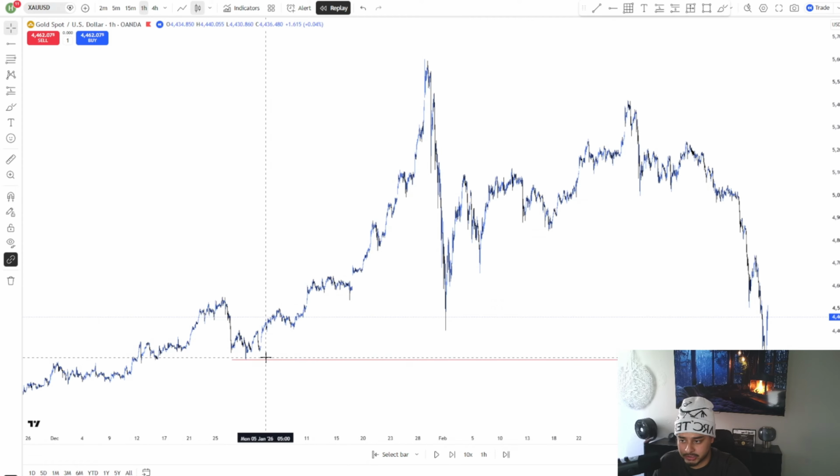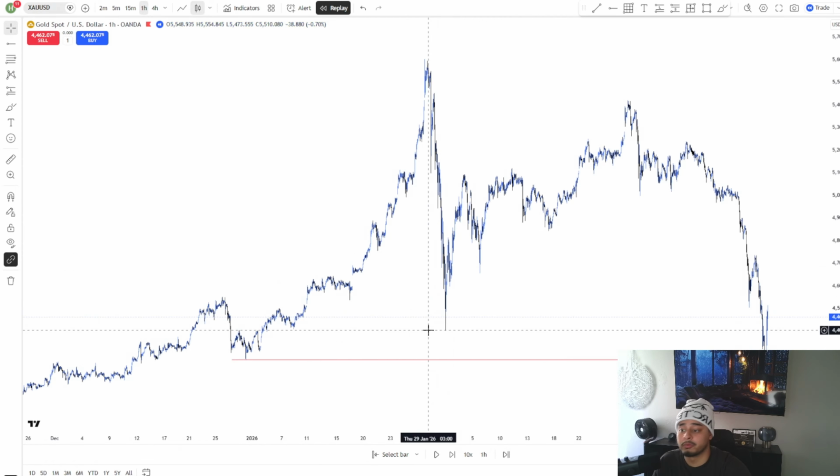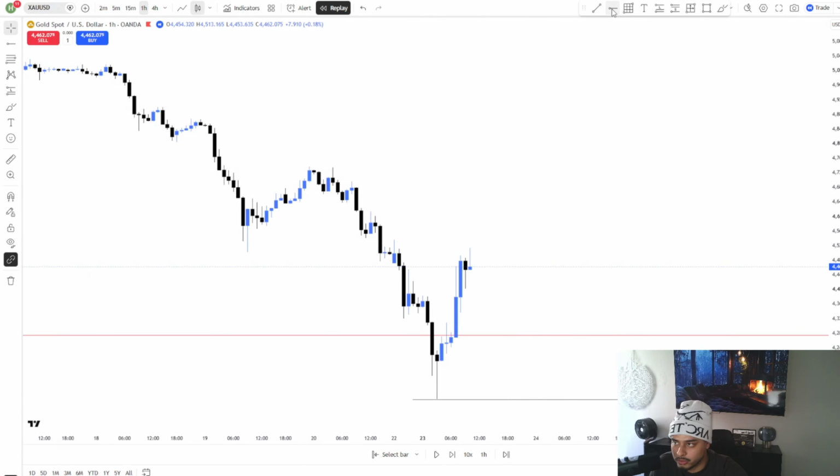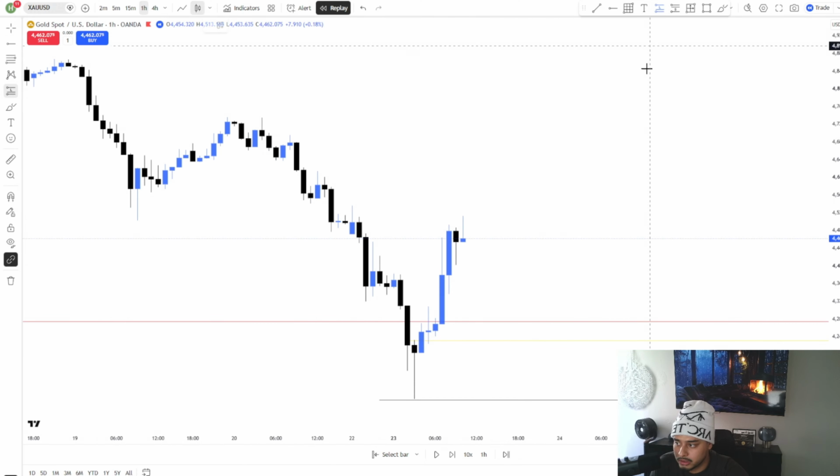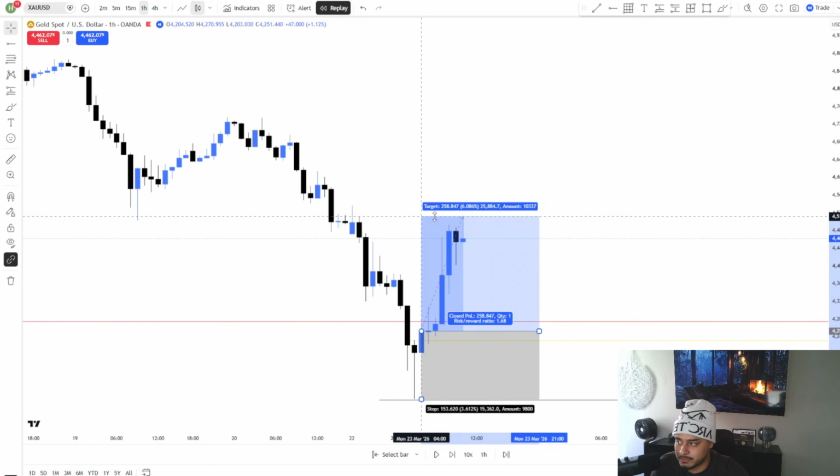Because look how far it is. You know what I mean? Internal is very close by. External is super far. We have an hourly break of structure. If you want to take a trade, you could have taken a trade and you would have smacked TP.